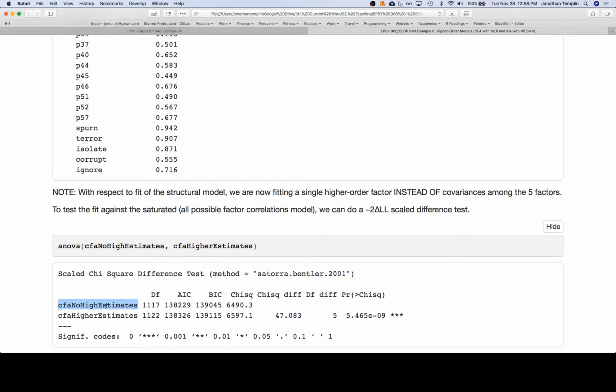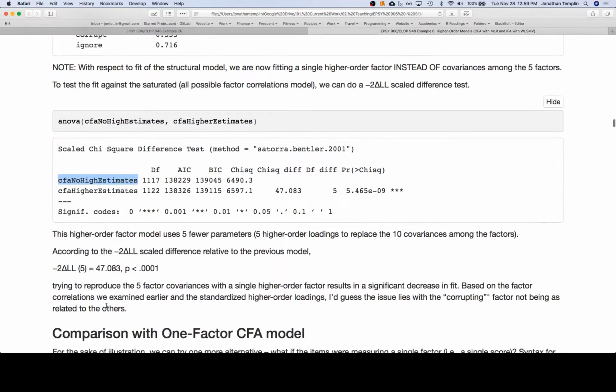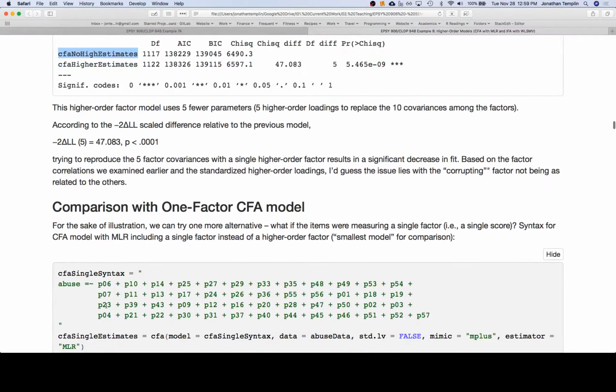So if we were to say, is there a higher order abuse factor in our data? The answer from this likelihood ratio test would be absolutely not. The abuse factor does not fit these data as well as having a general correlation. So it's like saying there's no one type of abuse. Right? These are 5 unique types of abuse themselves.